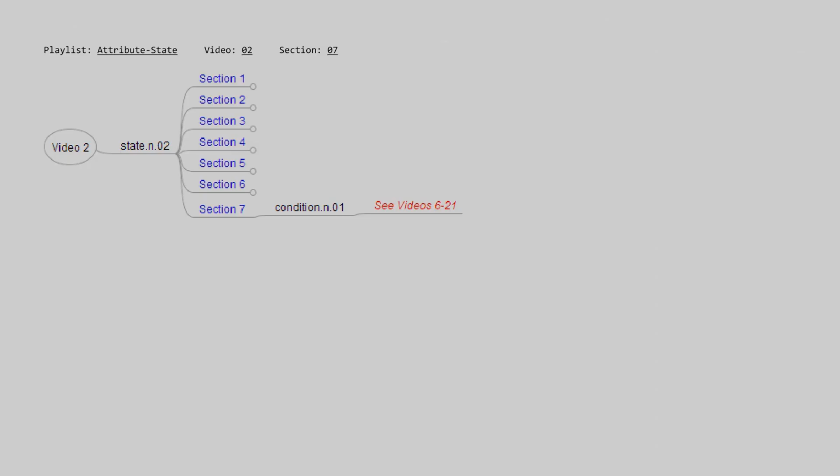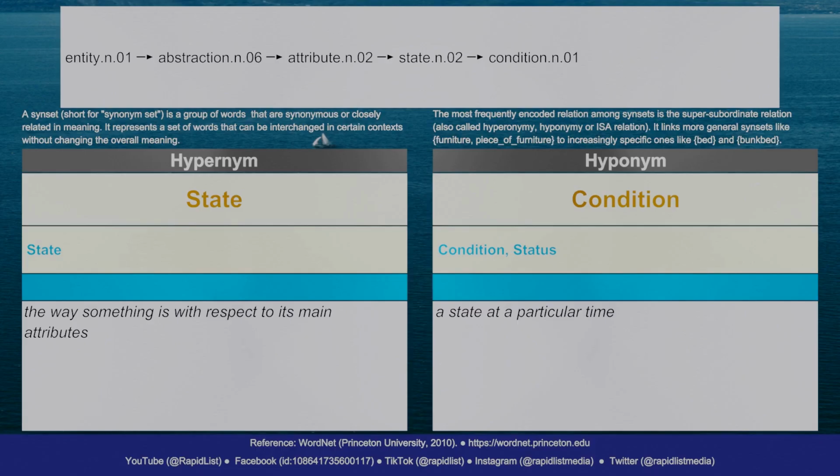Section 7. In this section, we will explore condition. See videos 6 to 21 of this playlist for the complete list. Condition. A state at a particular time. The current status of the arms negotiations.